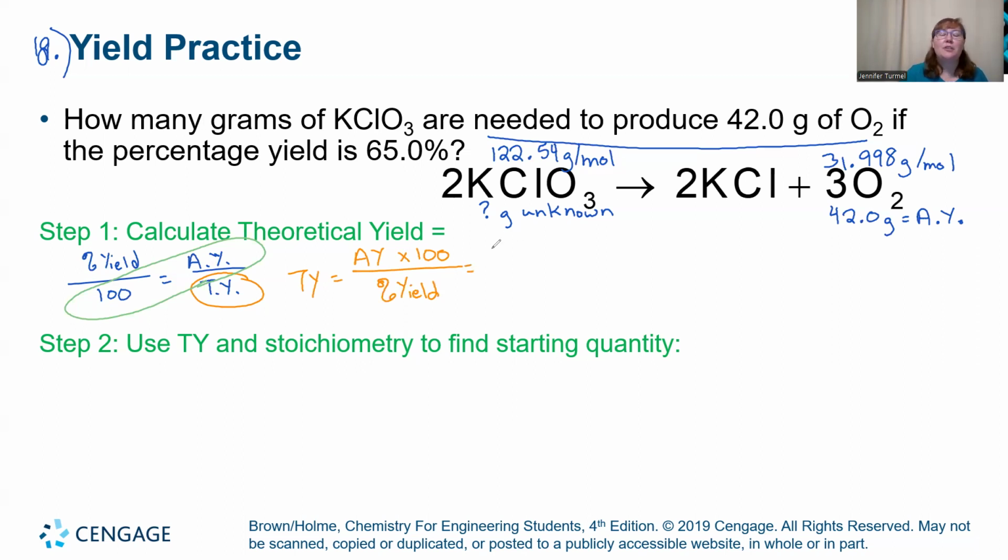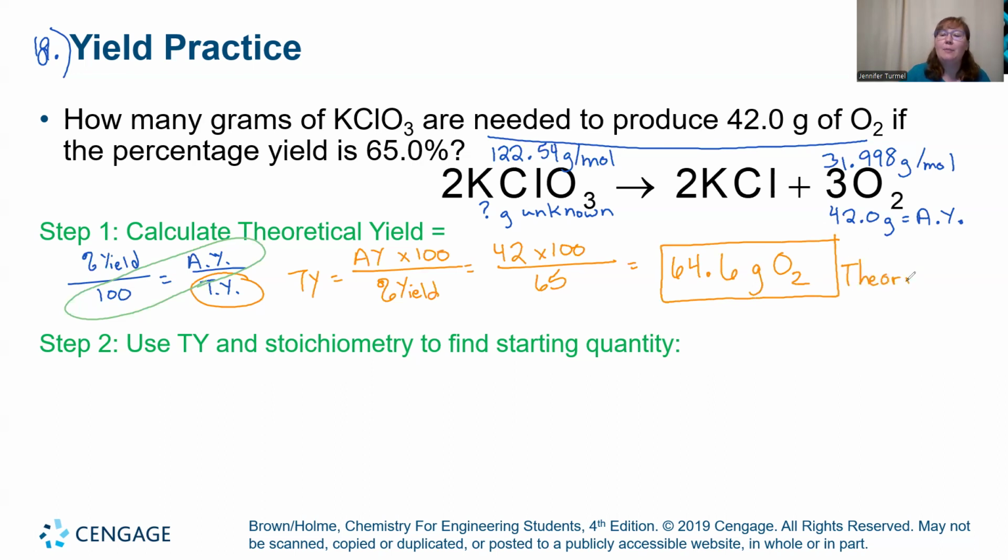So my actual yield is 42 times 100 divided by 65. I always just leave off extra zeros here because it makes the calculations easy. I know I can have 3 significant figures. And so what this means is that I have 64.6 grams of O2, and that's what I need to aim for. That's my theoretical yield. If I aim for my actual yield, I won't make enough because I'm only 65% efficient.